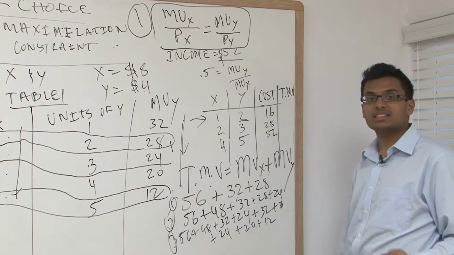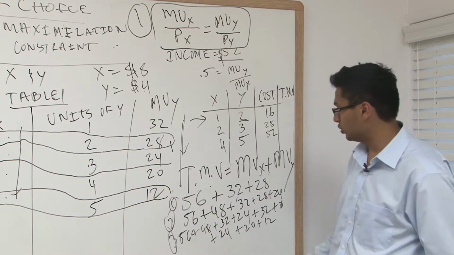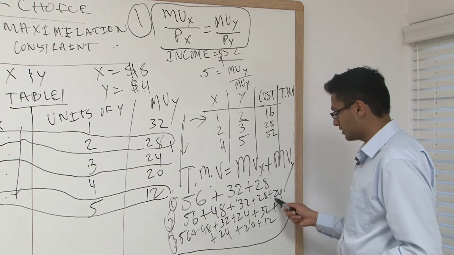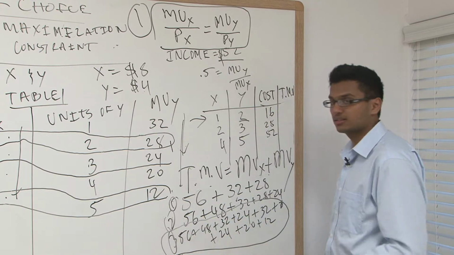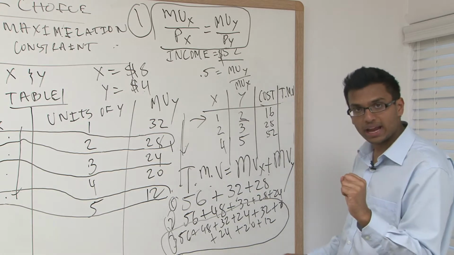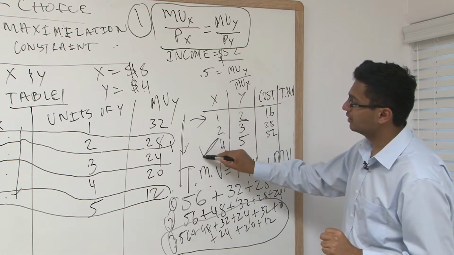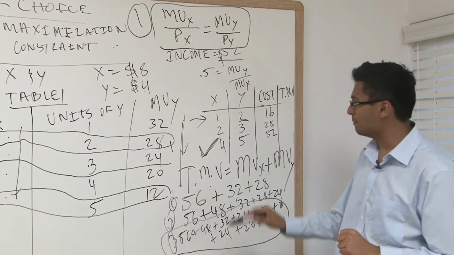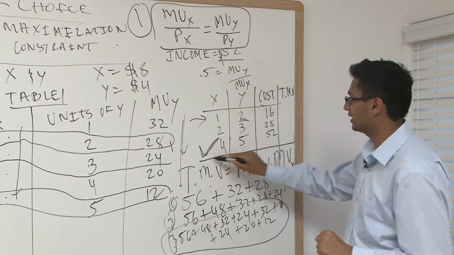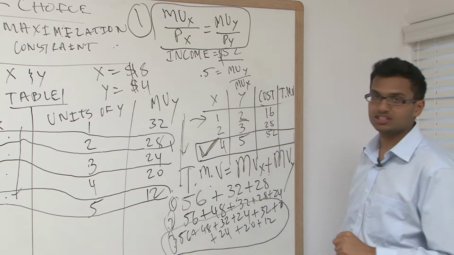Okay, so this is the first combination, second combination, and third combination. As everyone can see, the total marginal utility that you get from the third is going to be the greatest, okay? Which is why the third combination is the best combination. It's maximizing utility, okay? Maximizing utility.